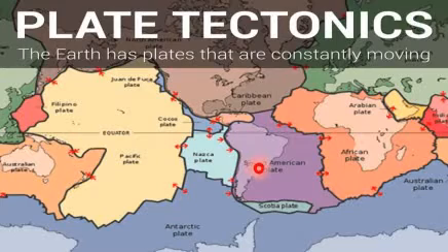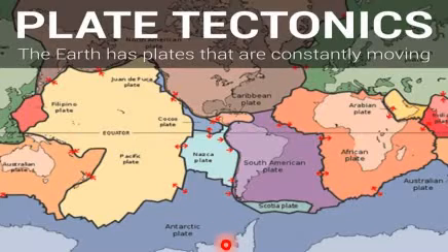Now, there are a total of 7 major plates. We have North American plate, we have South American plate. We have Pacific plate, and then we have African plate, di ba? Yan, napakarami. And then we have also Eurasian, Australian, and Antarctic.